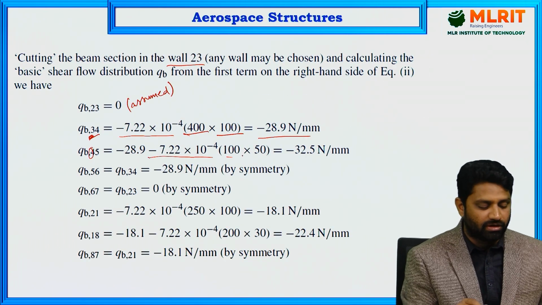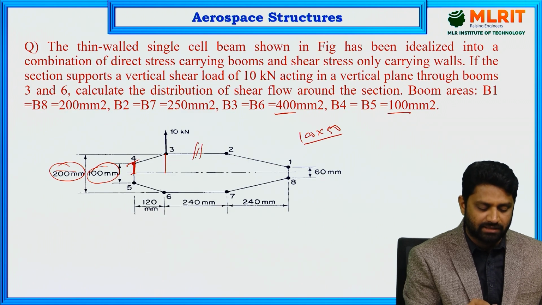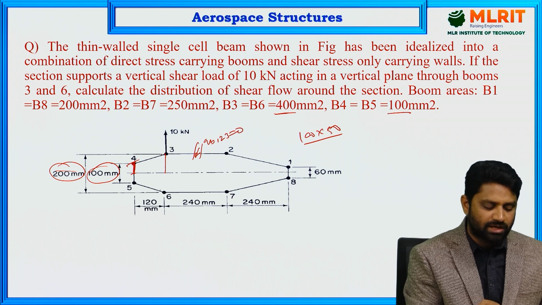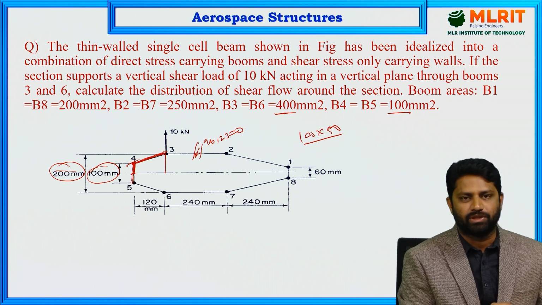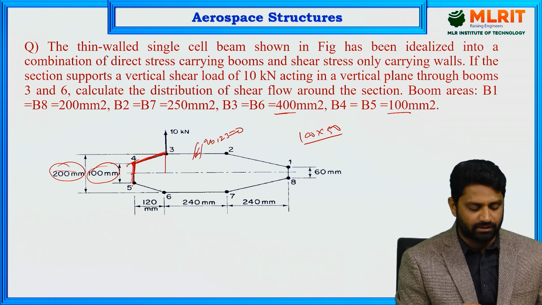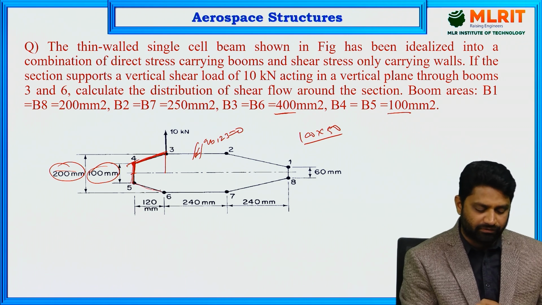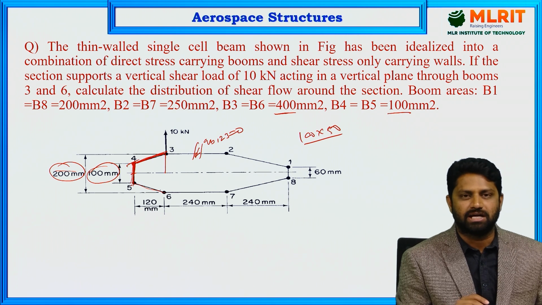But for 4-5, you need to understand one more thing. You made a cut here and you assume that shear flow in this wall is 0, so that you calculated 3-4. Now while you calculate 4-5, there is a starting shear flow. For 4-5, the starting shear flow would be 4-3, that you have to add to this 4-5. Okay, that you should not forget. Similarly, when you calculate 5-6, you have to add the shear flow of 4-5. That will be the starting shear flow.